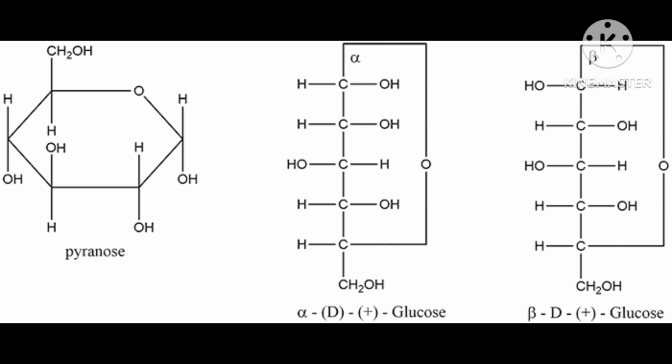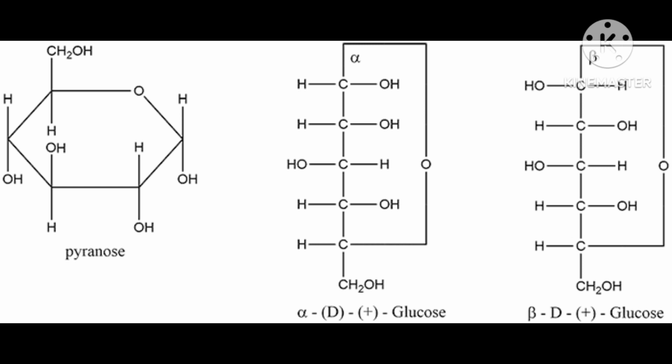Third point, the third property which can't be explained by structure 1: glucose is found to exist in two different crystalline forms, which are named as alpha and beta. Always remember, alpha and beta forms.